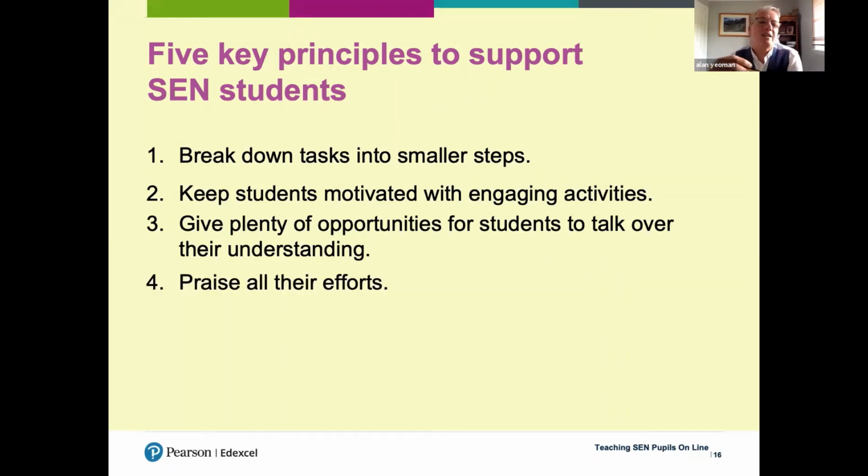We have to praise their efforts. And again, particularly with SEN, and going back to those small steps, praise all the way along the way. I'm going to visit that in more detail as we go along, but the key word there is effort. The child who has worked hard, the child who has put the effort in and got through it, they're the ones we want to praise.